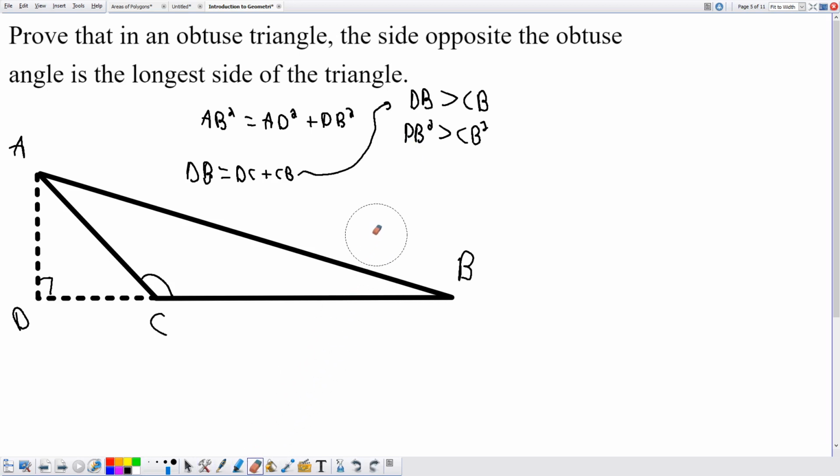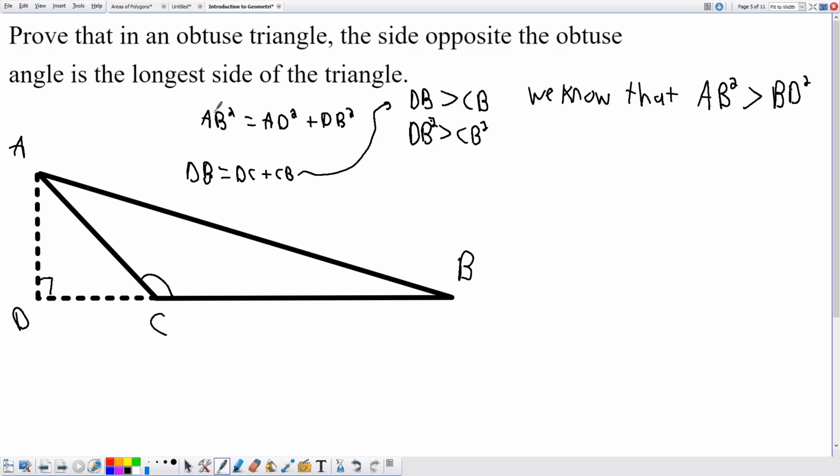Now, what can we figure out from that? Using our results from the Pythagorean Theorem, we also know that AB squared is greater than DB squared, because AB squared is equal to DB squared plus the positive value of AD squared, which implies that AB is greater than BD.